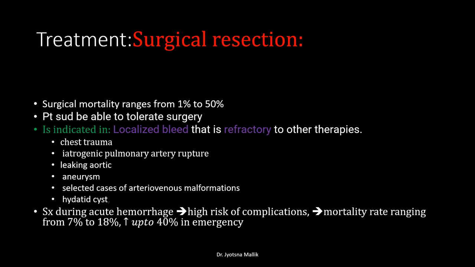Chest trauma and iatrogenic pulmonary artery rupture because of a Swan-Ganz catheter is one of the most common indications for surgery. Other indications are a leaking aortic aneurysm. Selected cases of arteriovenous malformation can be managed with surgical resection. Hydatid cysts may require surgical resection. Surgery during acute hemorrhage has a high risk of complications, and the mortality rate ranges from 7 to 18%, which may increase up to 40% if taken for emergency surgical resection.